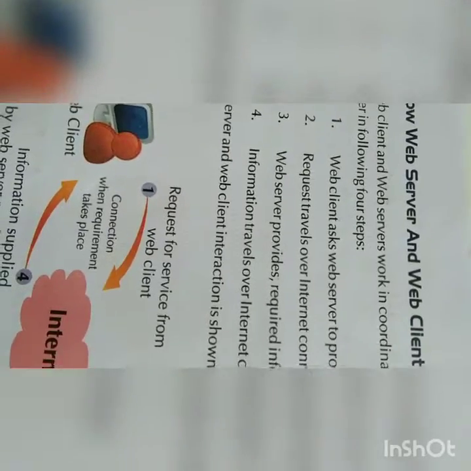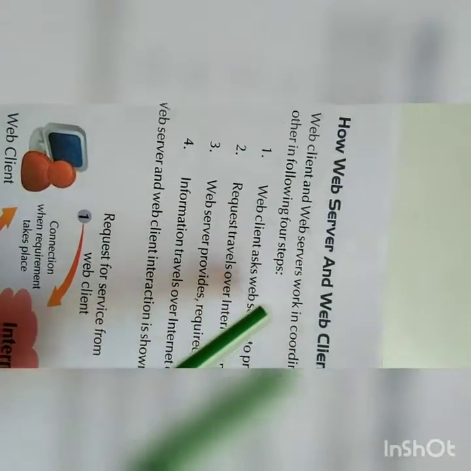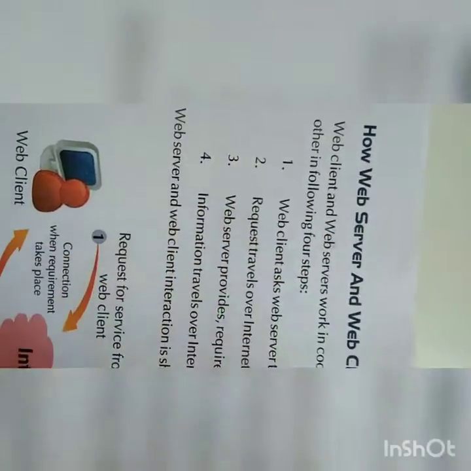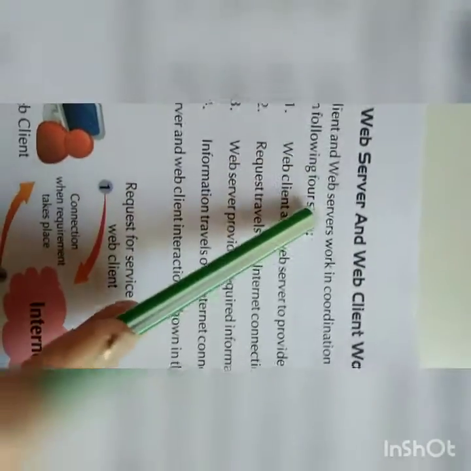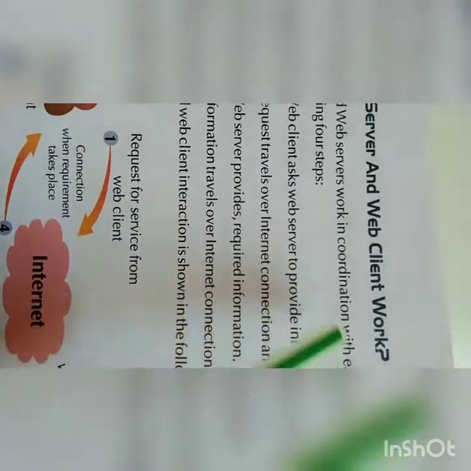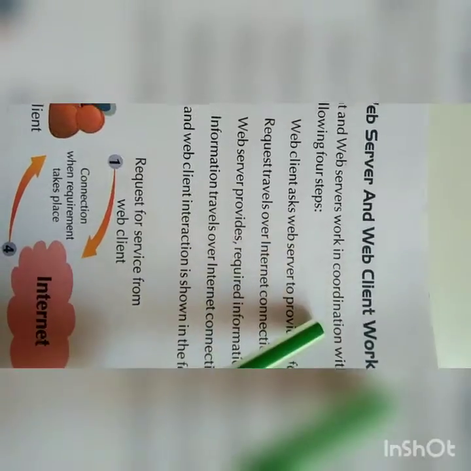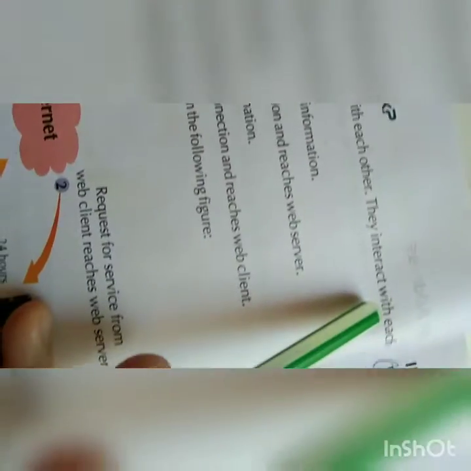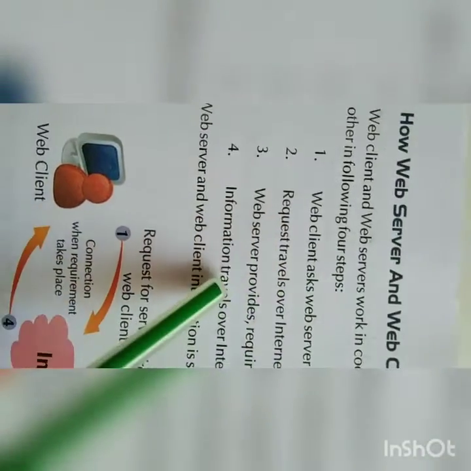Now on page number 16, it will be clear what the web server and web client are and how they work. Web client is you, and web server is where you are taking information from. Web client and web server work in coordination with each other. From this sentence it is clear that you work as a linear pair. They interact with each other in the following steps.